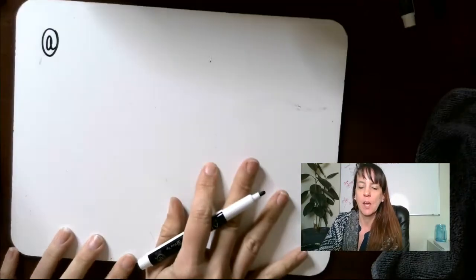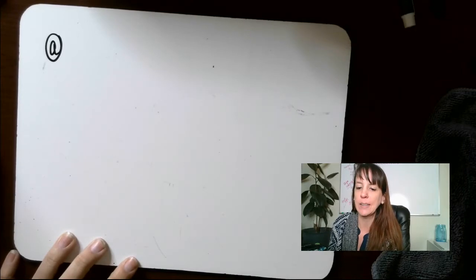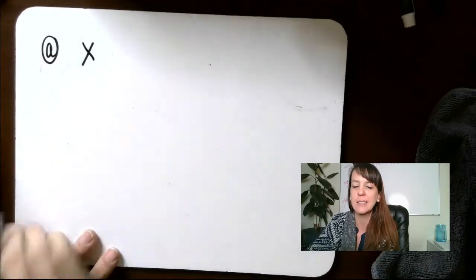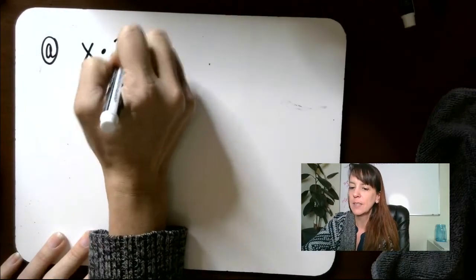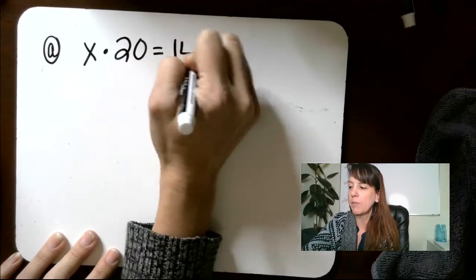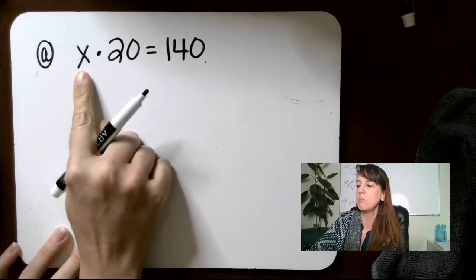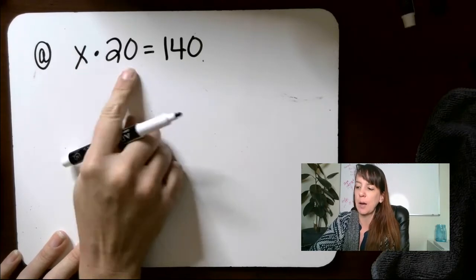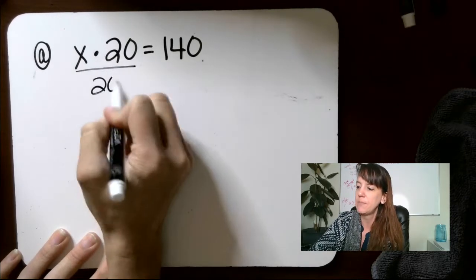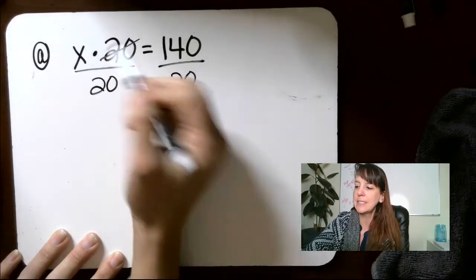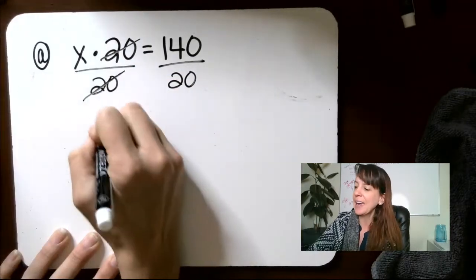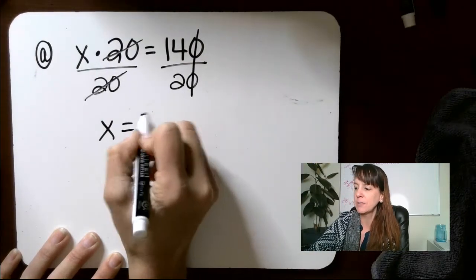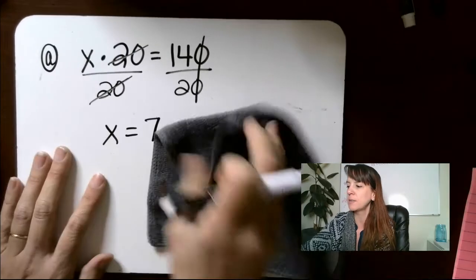All right, for A, what fraction of 20 is 140? So what fraction, what means X, of 20 is 140? We're taking a look at this. We're multiplying here, and we want to get the X by itself. So the opposite of multiply is divide. Divide that, divide that. This cancels out, this cancels out. X equals, now I can lob these zeros off, and 14 divided by 2 gives me 7.